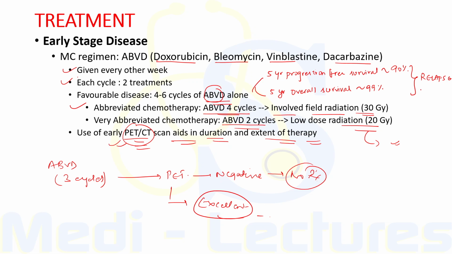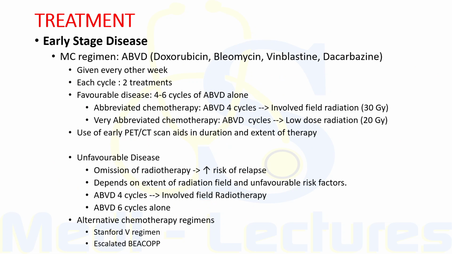Now let's see the unfavorable disease. So omission of radiotherapy following chemotherapy in unfavorable disease is often associated with increased risk of relapse compared to favorable risk disease. But again, the overall survival in these patients is also the same. Overall survival even after relapse is same because we have good salvage treatment after the relapse of this condition.